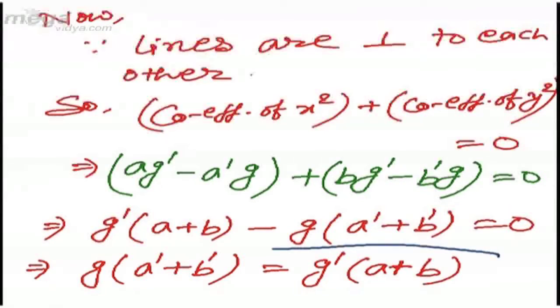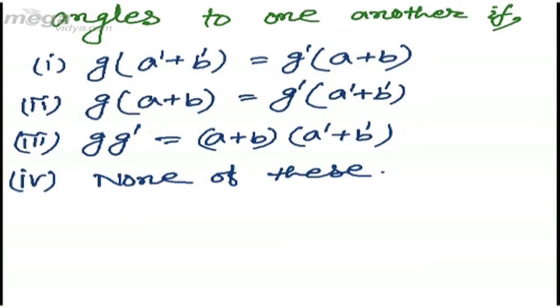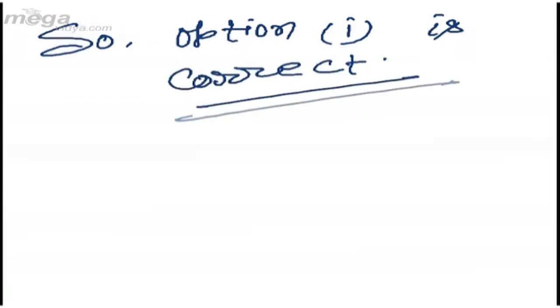So student, this is the condition which you can see from the given options. See, the first option is the correct option. So we can write, option number 1 is the correct option.